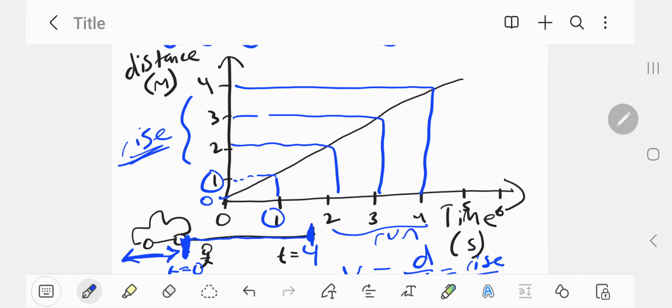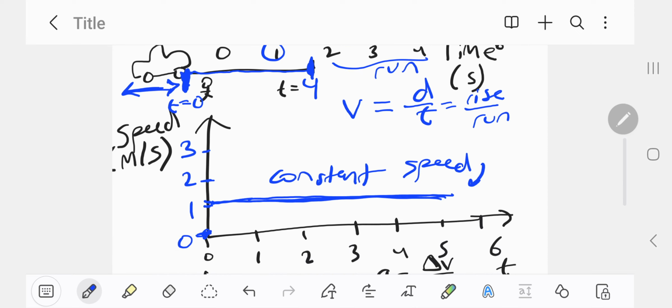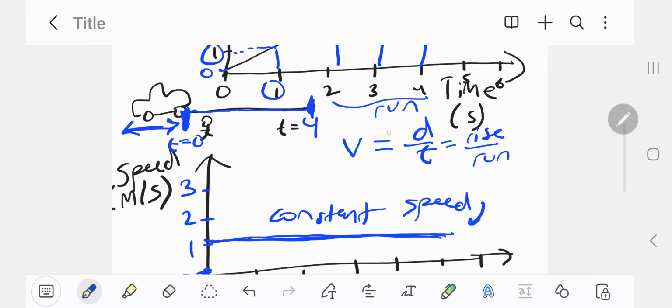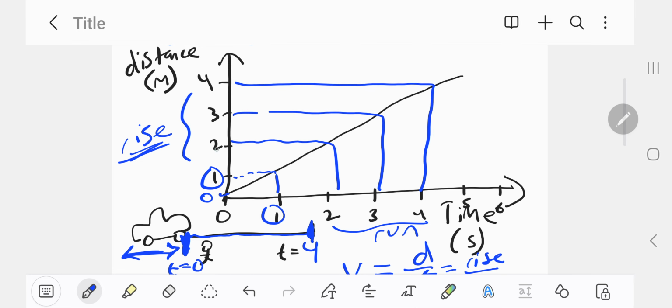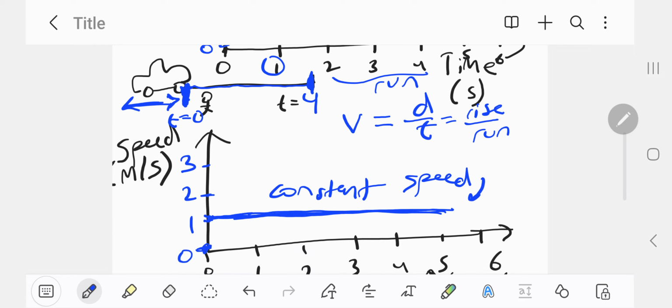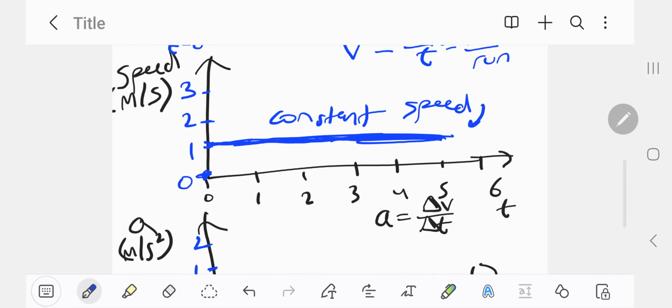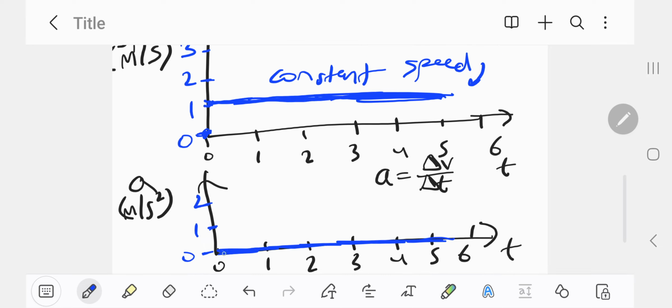1 meter is covered in 1 second. 2 meters in 2 seconds, 3 meters in 3 seconds, and so on and so forth. It's a linear relationship. So therefore, my speed will be constant because speed is v, and that's distance divided by time. That's the rise over run in this case, because d divided by t is rise over run. For each of these sets of points, I'll work out the speed. It simply gives me 1. It's a flat line. And now the acceleration will be 0 because acceleration by definition means your speed's changing. If the graph was like this, then you would have an acceleration time graph. However, you'll get a flat line because the speed is constant and the acceleration will be 0.